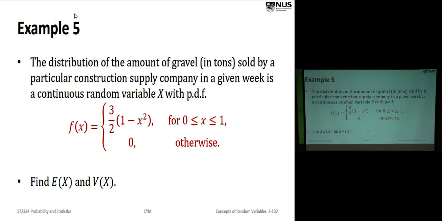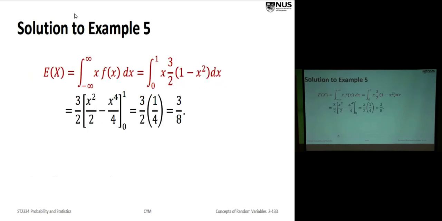Example 5. This goes back to a probability density function we've seen already. We're told that the probability density function, or the distribution of the amount of gravel in tons sold by a particular construction supply company in a given week, is a continuous random variable, and this is the PDF. And we're asked to compute the mean and the variance, and I think we pretty much have done that already.